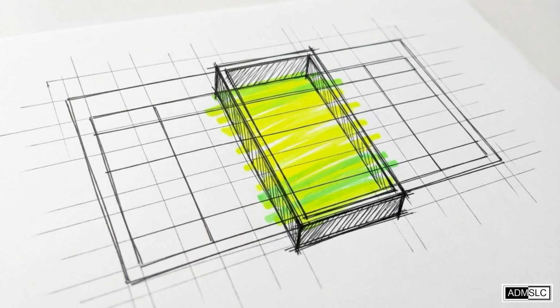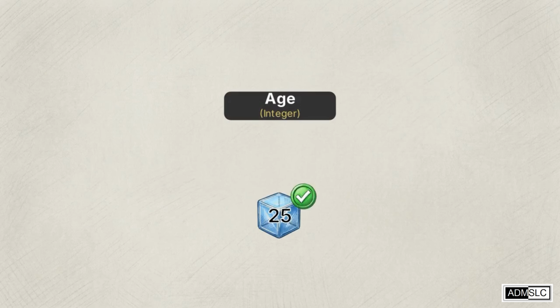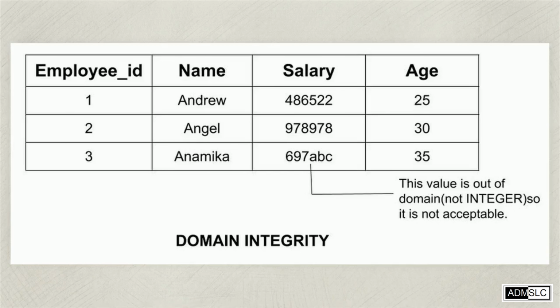Step 3 is domain integrity. This satisfies first normal form, which dictates that every cell must contain a single atomic value drawn from a valid set of possible inputs. This table shows a critical domain integrity failure. The text string 697ABC has been submitted into the salary column. The database rejects this because text is an invalid data type for a numerical calculation field.